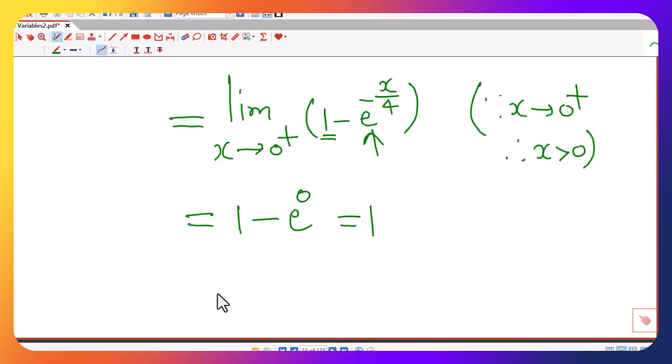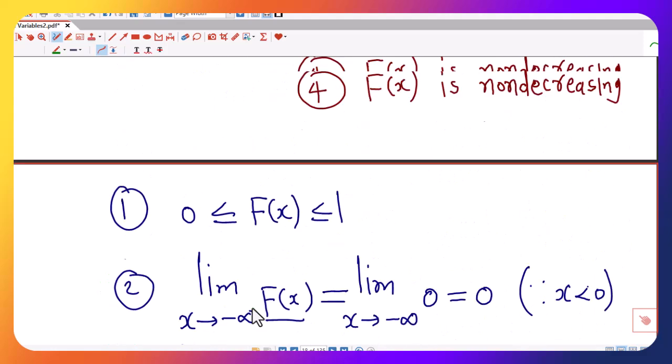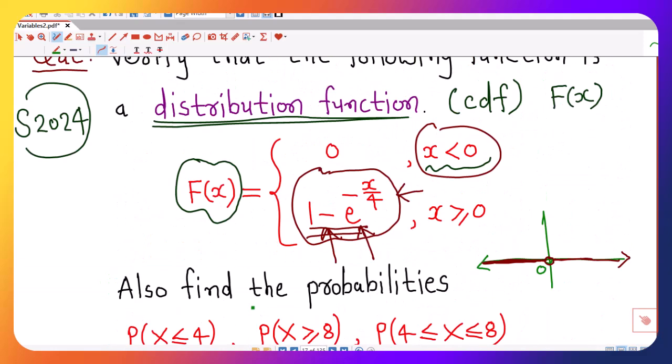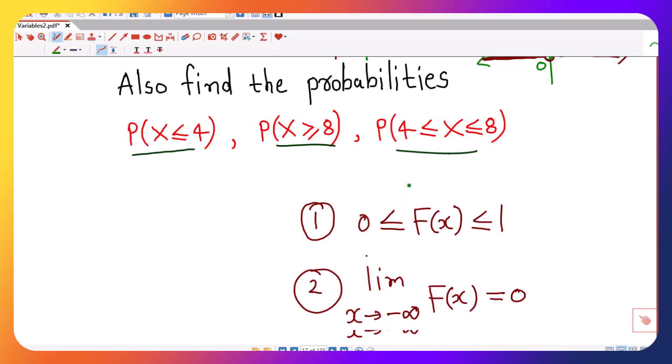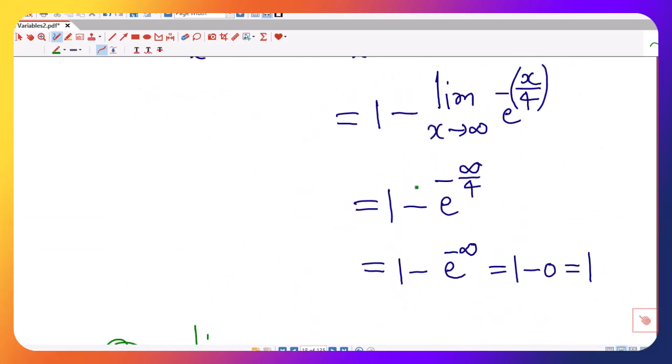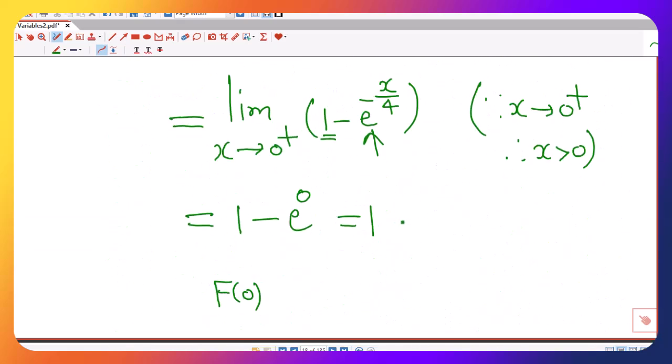And what is f of 0? f of 0 is also 1. We can see from the definition of the function, if x is greater than or equal to 0, f(x) is given by this formula. So at x equal to 0, if we put x equal to 0 here, we have 1 minus e raised to 0, that is 1. This means this is equal to f of 0.